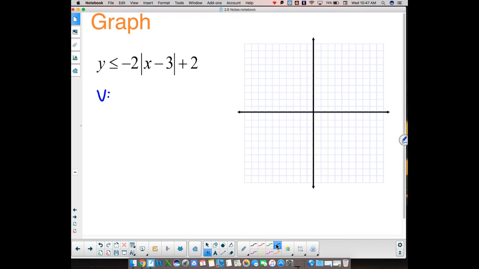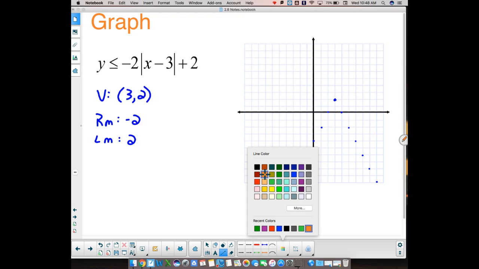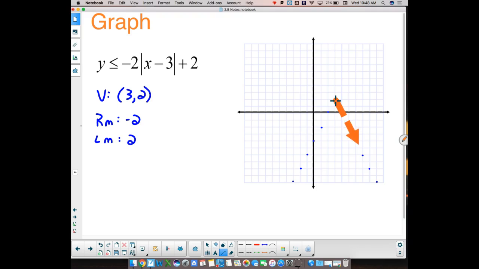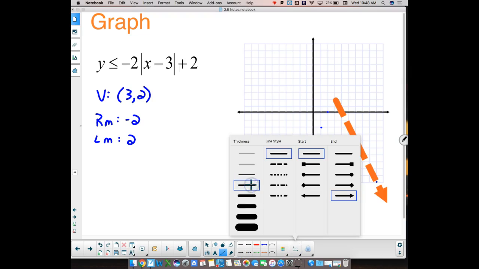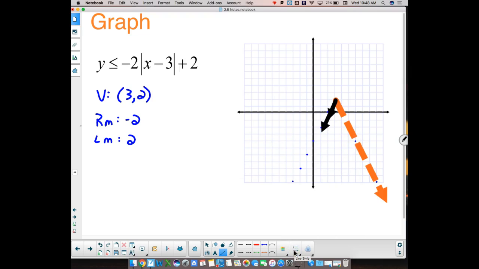So I got a vertex here at positive 3, comma, positive 2. 1, 2, 3, 1, 2. I got a right side slope of negative 2 and a left side slope of positive 2. So there and there, there, there, there, there, and there. Solid or dashed line on this one? It is solid, yes. Oops, that's dashed. Why did it go dashed? Fix that here.